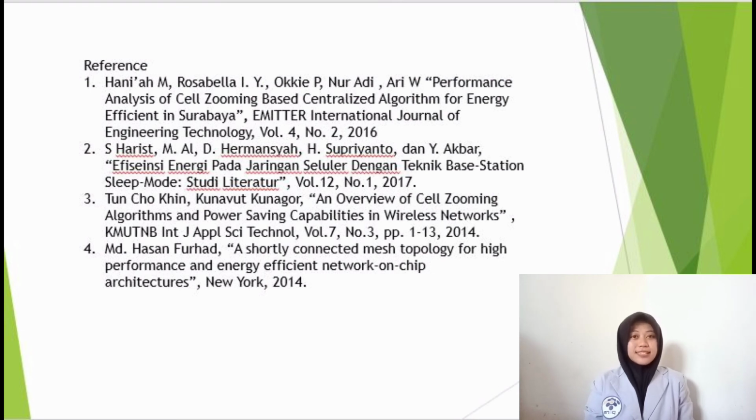This is my reference. Number 1 is performance analysis of cell zooming based centralized algorithm for energy efficient in Surabaya. Number 2 is efisiensi energi pada jaringan seluler dengan teknik base station sleep mode. Number 3 is an overview of cell zooming algorithm and power saving capability in wireless network, and number 4 is a shortly connected mesh topology for high performance and energy efficient network on chip architecture.